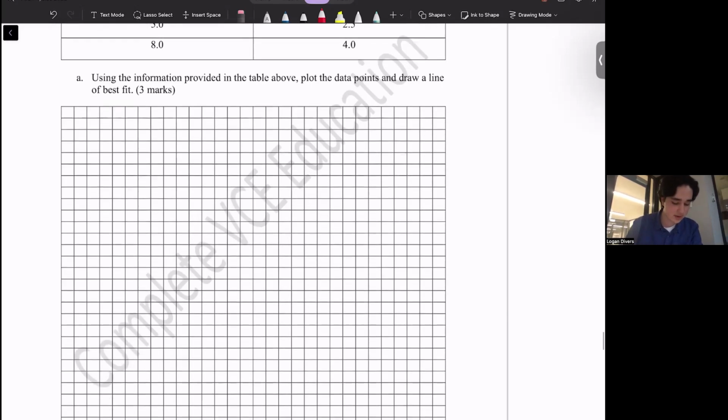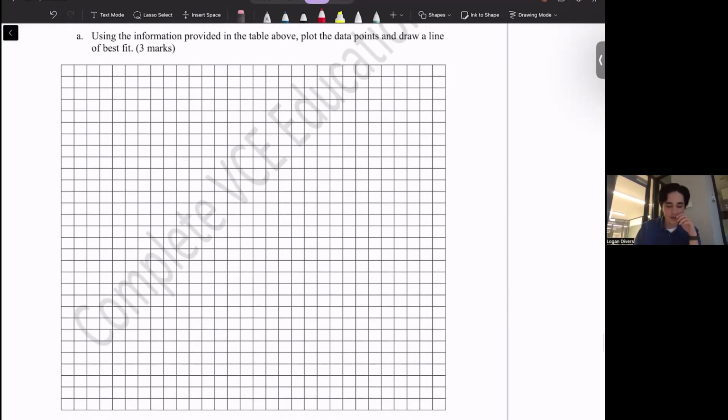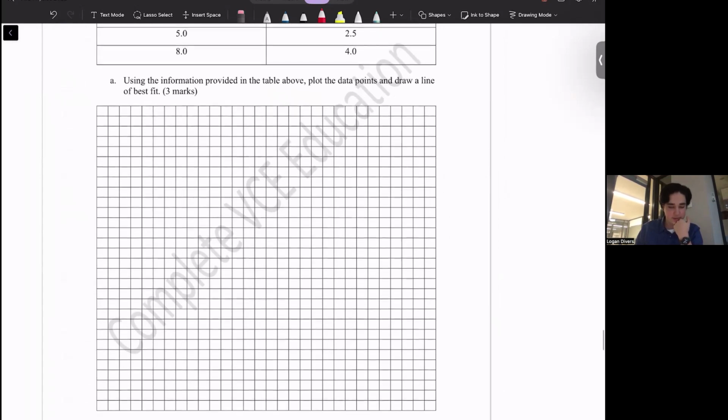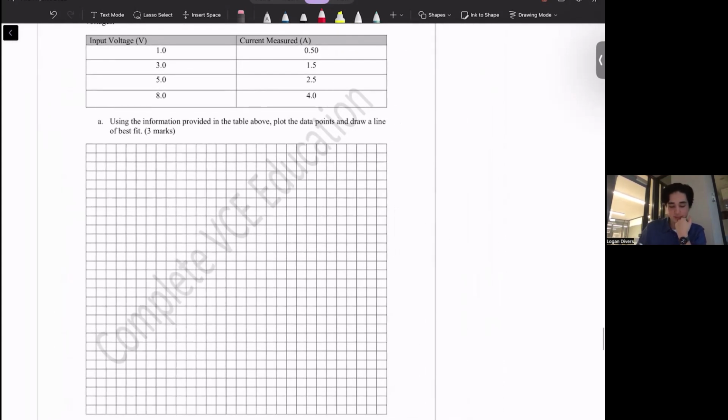So our first task here is going to be using the information in the table provided, plot the data points, and draw a line of best fit. Let's have a think. There's a few rules here when it comes to actually getting more marks. The first one is to use more than 50% of the space. That we have to do to get 4 marks. If you do a tiny little baby graph, you're not going to get your marks.